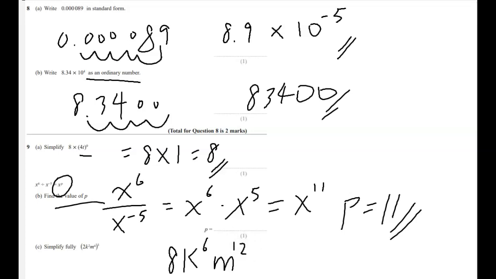Whenever there's a power linked to a letter, and now outside the bracket there is another power, you simply multiply the powers by each other. So that's why k squared, that 2 will multiply by 3 to give you the 6, and m to the power 4, that 4 will multiply by 3 to give you the 12. And that's why this is the final answer for part C.